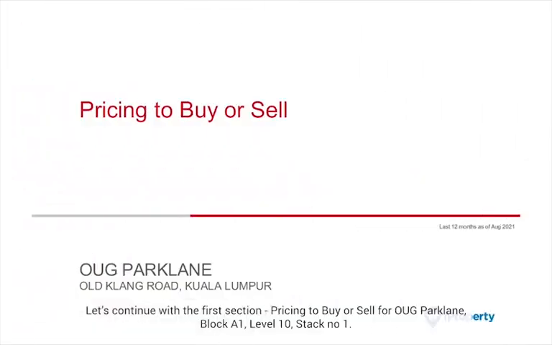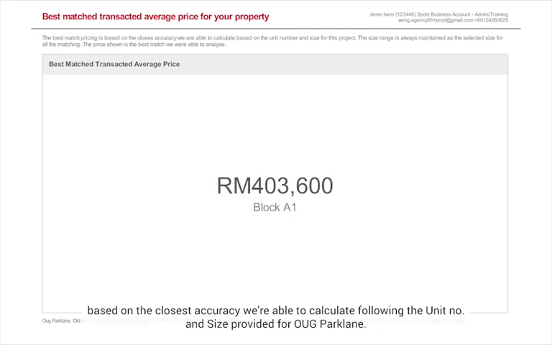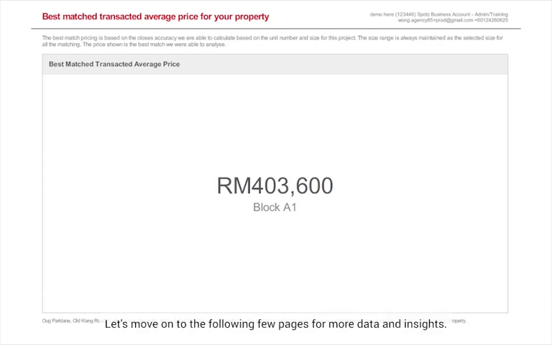Let's continue with the first section, pricing to buy or sell for OUG Park Lane Block A1 Level 10 Stack number 1. The best match price as shown is 403,600 ringgit. Based on the closest accuracy, we are able to calculate following the unit number and size provided for this OUG Park Lane. Let's move on to the following few pages for more data and insights.